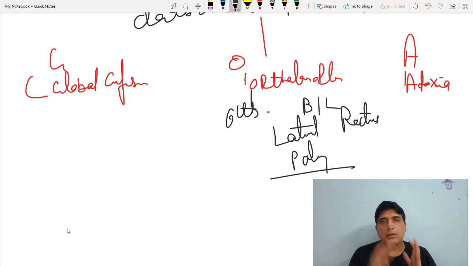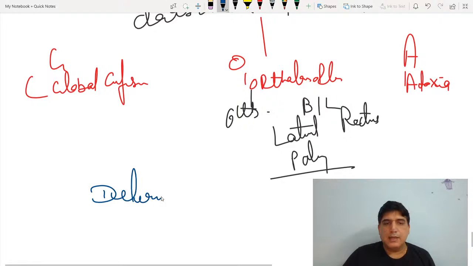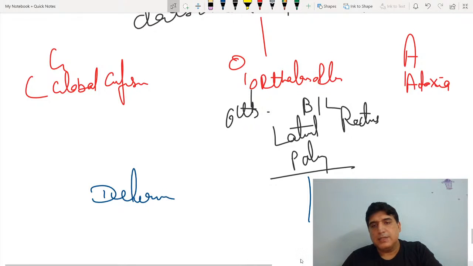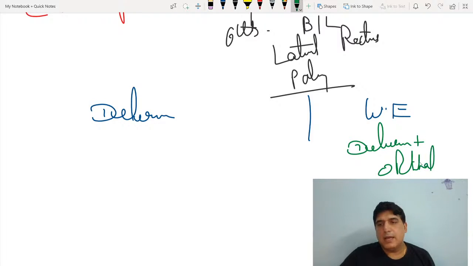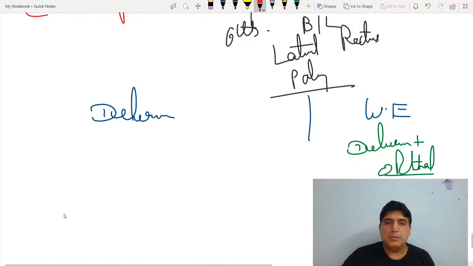So delirium is also a part of Wernicke's encephalopathy. Whenever they ask you about Wernicke's encephalopathy and delirium, be very careful. Suppose this is delirium and this is Wernicke's encephalopathy. In delirium, we never have symptoms like nystagmus or ophthalmoplegia. So if the examiner gives you delirium along with ophthalmoplegia, the diagnosis is always Wernicke's encephalopathy. In simple delirium, we never have ophthalmoplegia or nystagmus, these kinds of symptoms.